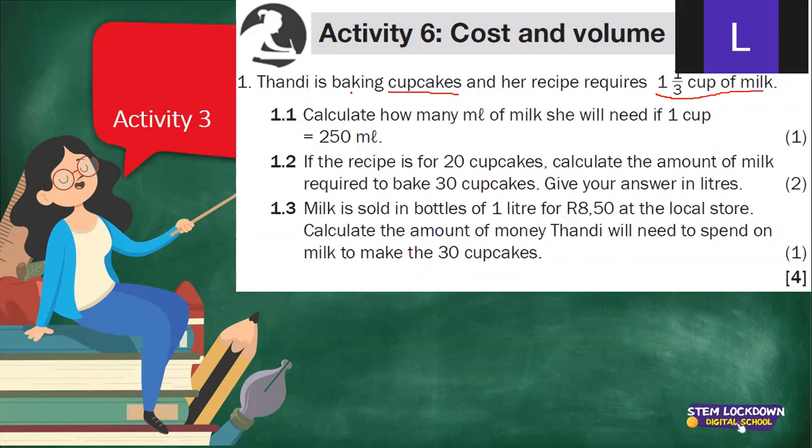Here, basically, this is a batch of cupcakes. We're not given how many there are, but for this recipe, I need a cup and a third of milk. It says, calculate how many mils of milk. So always underline what is required. She will need, if 1 cup is 250 ml, how many mils is 1⅓ cup equal to?